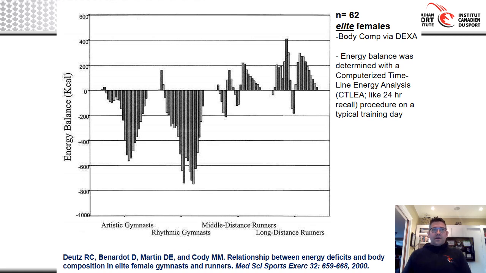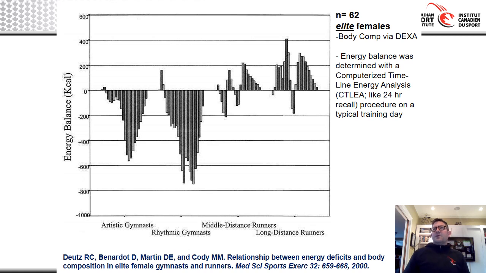And again, through very strictly controlled research techniques, they looked at energy balance throughout the entire days of training. And on average, the artistic and rhythmic gymnasts here, you can see some of them being 400 to 600 calories in negative energy balance. The middle distance runners probably did the best job of trying to be right around balance, plus or minus 200 calories, versus the long distance runners who were fueling very well, maybe in some instances a little above energy balance.